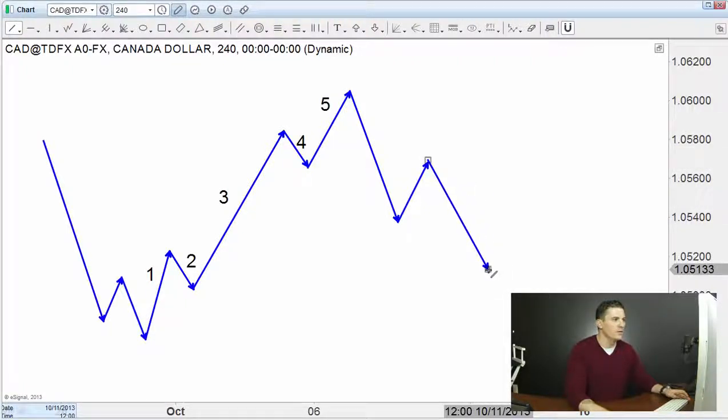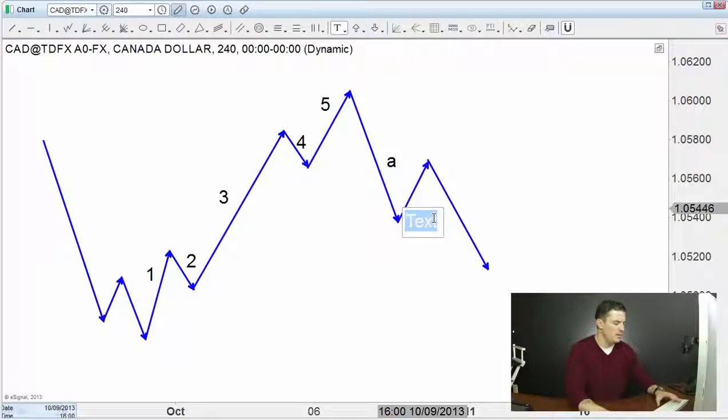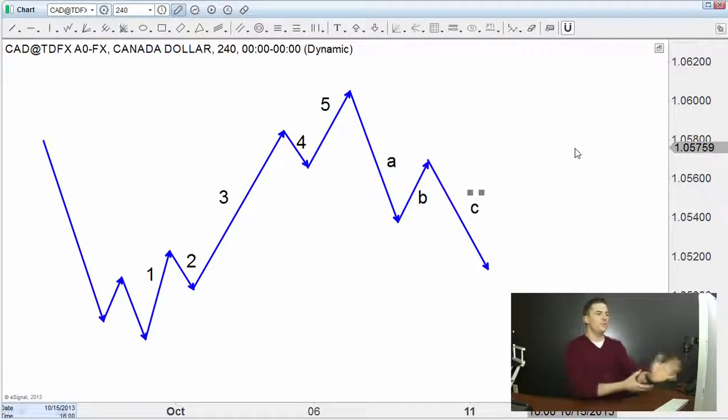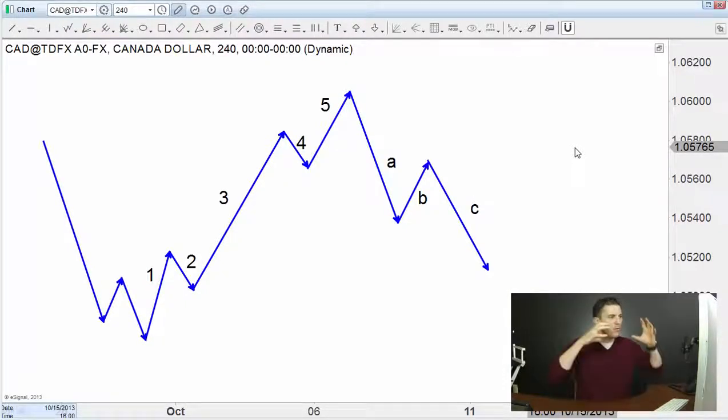And I'm just drawing this in. So then this would be A, B, C. Okay? And it would look something like this. This is the general format of how Elliott Wave functions. And again, guys, this is very, very basic. But I want to explain why this works and why it's really powerful.